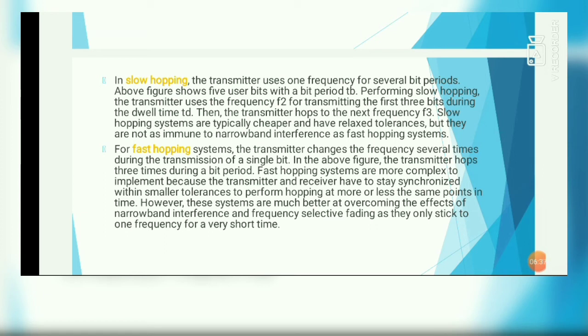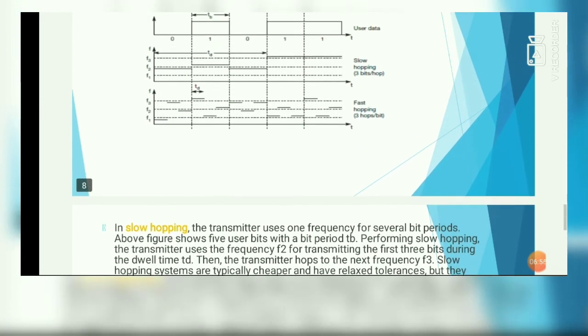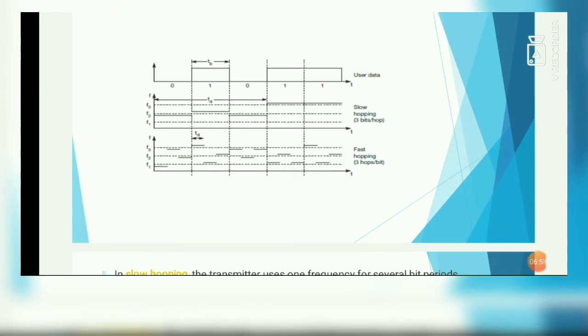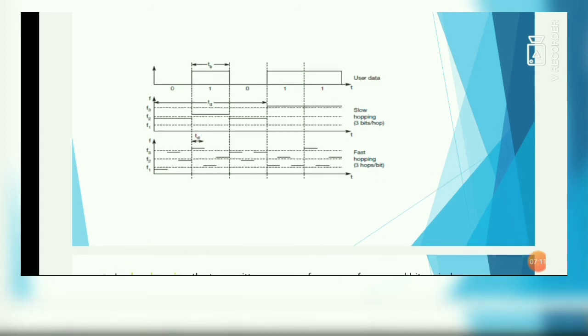Slow hopping systems are typically cheaper and have relaxed tolerances, but they are not as immune to narrowband interference as fast hopping systems. In fast hopping systems, the transmitter changes the frequency several times during the transmission of a single bit. So in this figure, consider slow hopping: 3 bits are for user data, it occupies 3 bits, but in fast hopping, within a bit it hops several times, it hops fast. That is, 3 bits per hop in slow hopping, and in fast hopping 3 hops per bit.